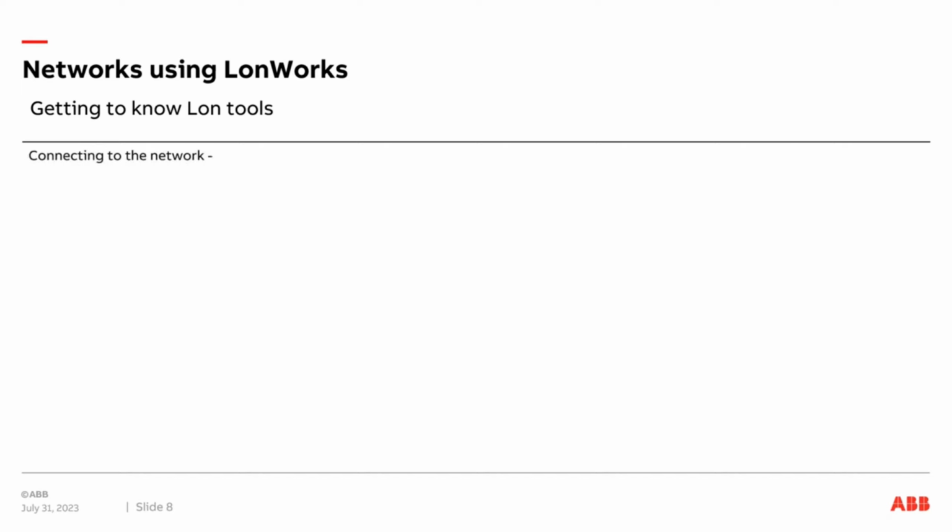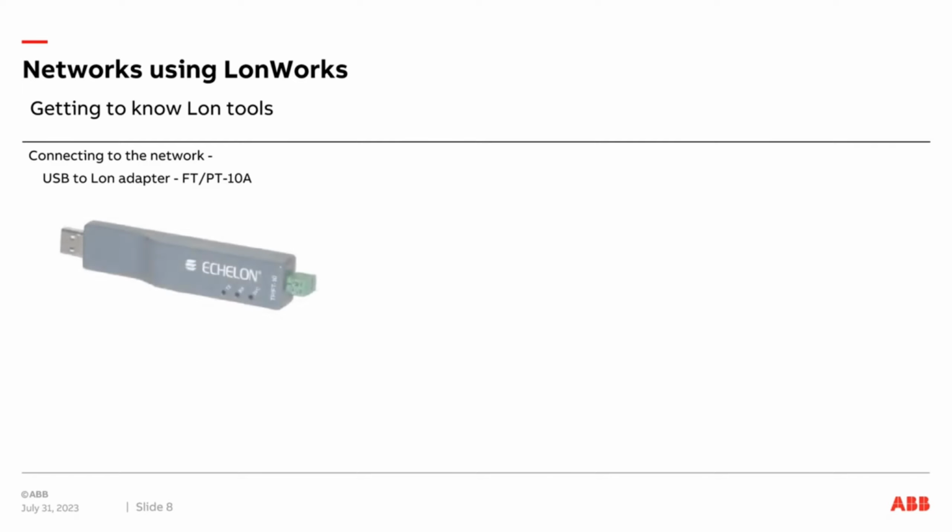The first category is pretty similar to other networks in the fact that you need some kind of an adapter to go from a USB port to LAN. And Echelon calls theirs an FT-PT-10A. And here's a picture of their adapter. As you can see, there's simply a two-wire connection on one side and a USB port on the other that can plug directly into your computer.